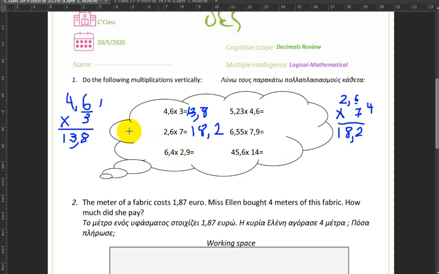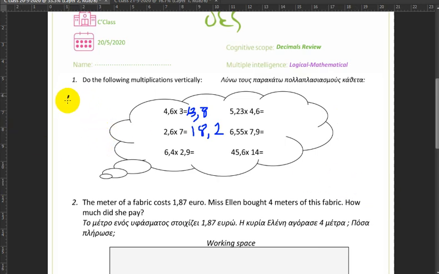Next, we have 6.4 times 2.9. 9 times 4 makes 36, right? 6, carry 3. 9 times 6 makes 54, plus 3 that I carried over makes 57. Put a 0 beneath the 1s. And then we do 2 times 4 makes 8. So I write 8. 2 times 6 makes 12. So I write 12. And I add 6 and 0 makes 6. 7 and 8 makes 15. I write 5, carry 1. 1 and 5 and 2 makes 8. 1 and nothing makes 1.